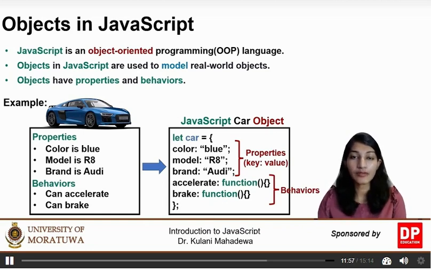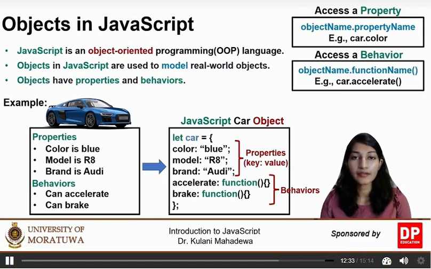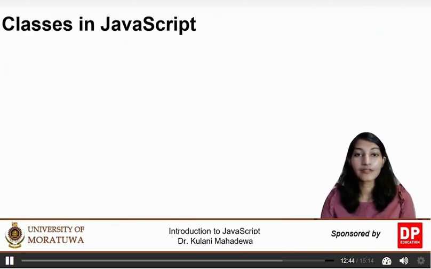Okay, now you know how to model objects in JavaScript. But what can we do with this object? We can access this object in the rest of the JavaScript code to use it or change its state. So how can we access the object? We can use dot notation. To access an object property, we can use the object name dot property name. For example, car.color or car.model. To access an object behavior, we can use the object name dot function name. For example, car.accelerate, car.brake.